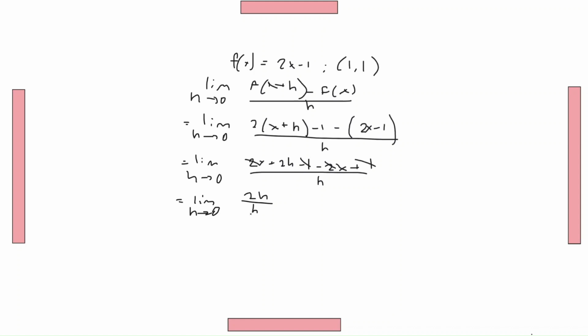Well, we could cross out an h because now we can cancel out those h's since they're alone. So the limit as h approaches 0 just ends up being 2. So it's just a single constant. So the slope ends up being 2. So we can't actually use this point to find a slope because it's already a slope. Why do you think that is?